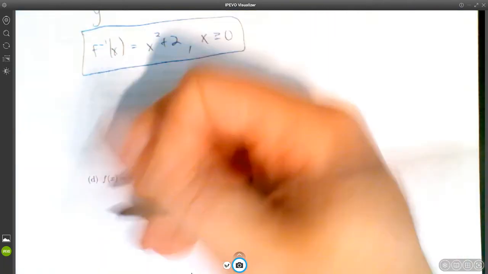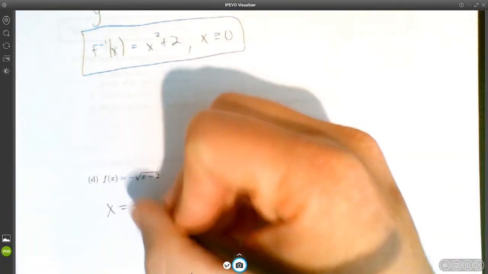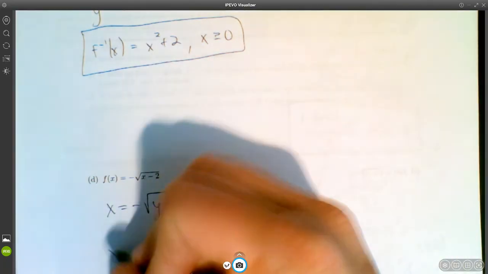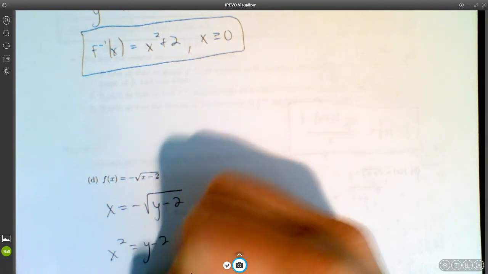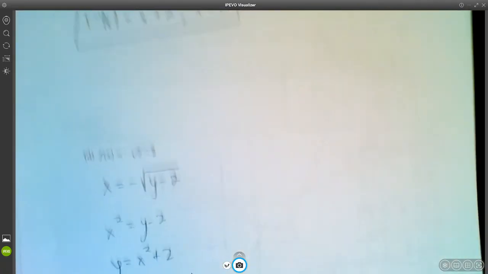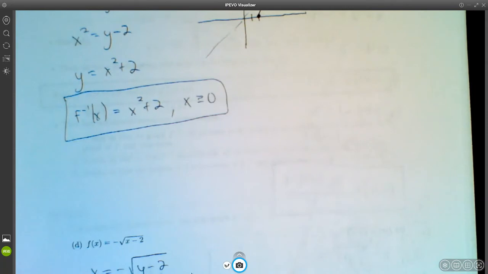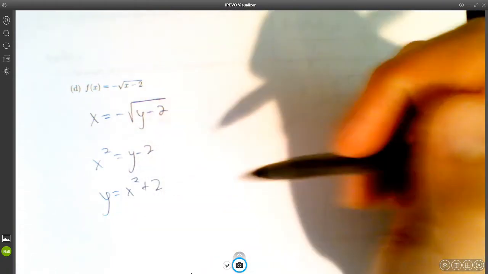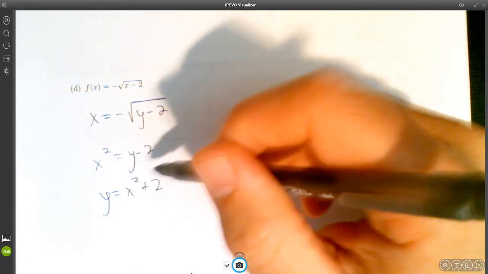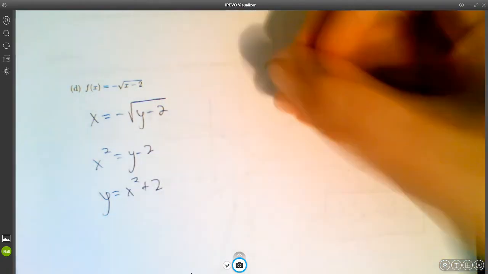Okay? Let's do part D. This is going to go really similar. We're going to say x equals negative square root of y minus 2. We square both sides, and we end up with the same function as we got in the previous example, y equals x squared plus 2, right? The difference is that here we're going to take only part, probably the left-hand part. Let's see.